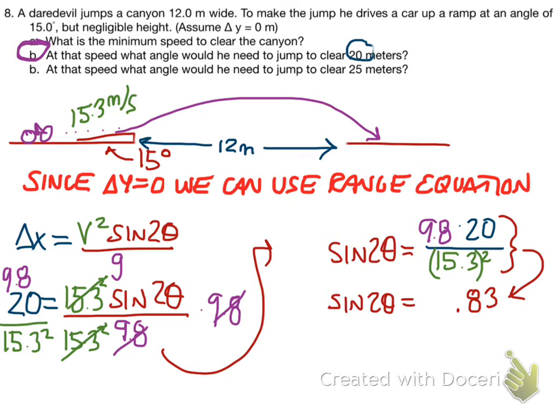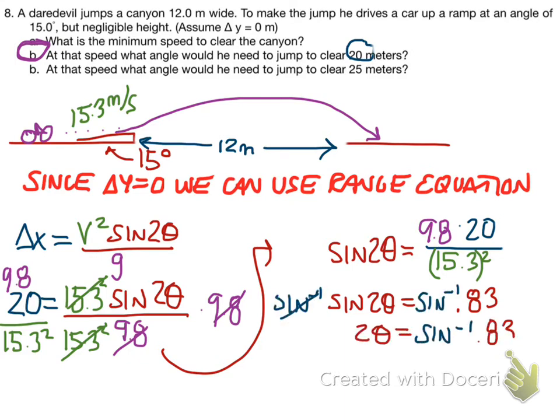We need theta, so we got to start peeling stuff away. We're going to peel away the sine, so we do the inverse sine. And then lastly, we divide by 2, and we find out that our new angle needs to be 28 degrees if we want to clear a 20-meter canyon.